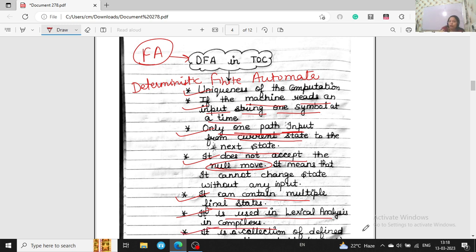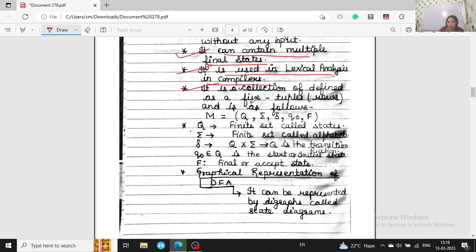It is a collection defined as a 5-tuple, that is known as 5 rows: Q, sigma, delta, Q naught and F. Q is a finite set of states. Sigma is a finite set of alphabets. Delta is the transition function, in which Q multiplied by sigma, that means finite states multiplied by finite alphabets, gives Q, known as the transition function. Q naught belongs to Q and is the start initial state, and F is the set of final or accept states.